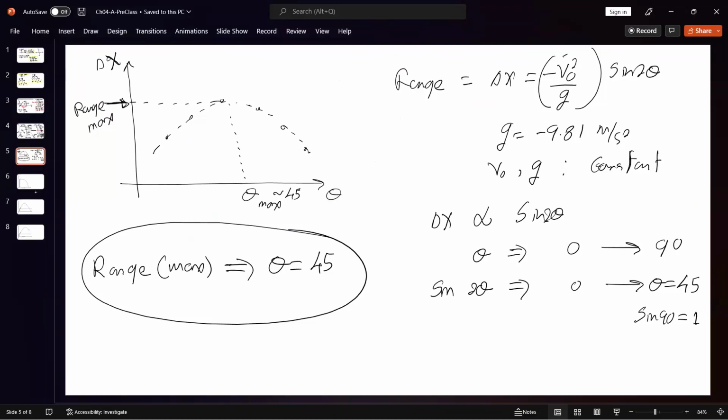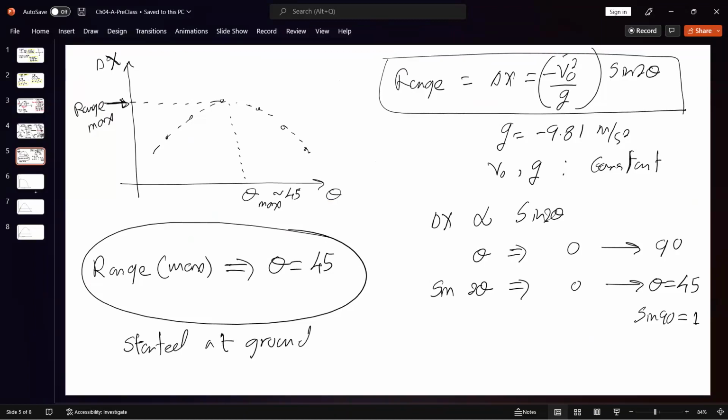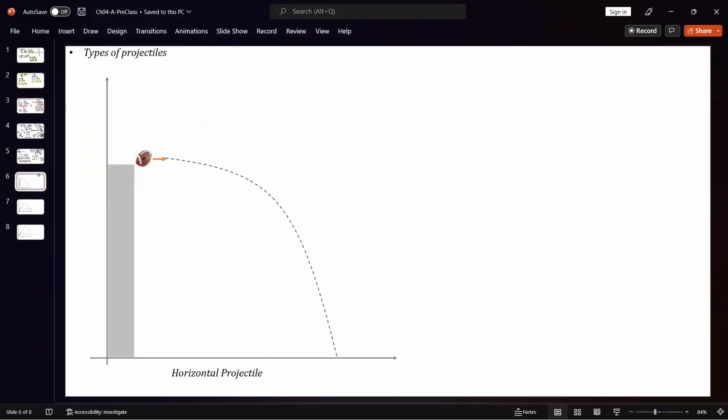However, you have to be careful. This range equation we're writing is one type of projectile, where we started at ground level. You need to take a look carefully. When the projectile is started at ground level, then this equation is valid. However, there are various types of projectile. This equation can differ if the projectile is starting initially at a different location. So let's take a look at a couple of other types of projectiles.